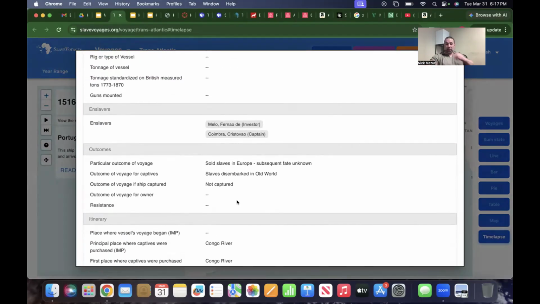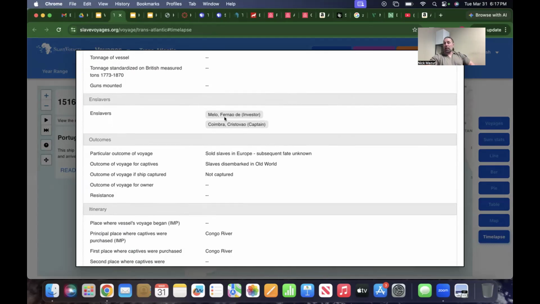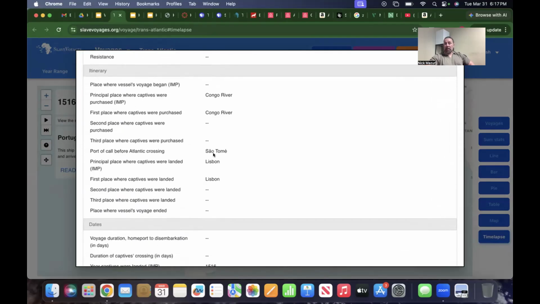But what's interesting is that you can take a look and see who the people were that owned the ship, who the enslavers were, where it was coming from, and where it actually stopped, which is interesting right here. Notice this, that the port of call that it stopped at was in Sao Tome.